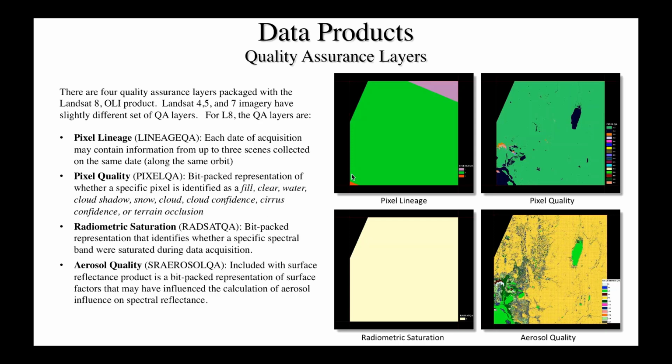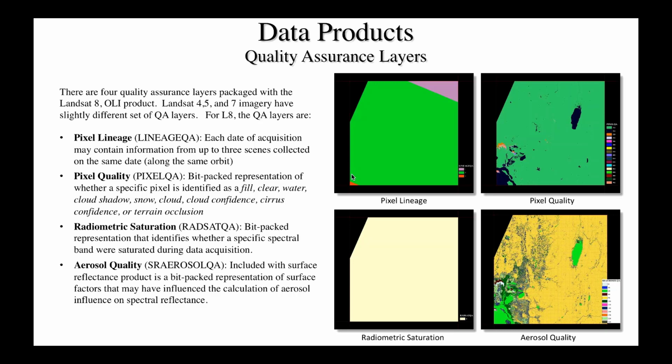The pixel quality layer is an approximation of whether the ground is cloud covered, cirrus covered in the case of Landsat 8, snow covered, water covered, a number of different aspects, and I'll show you a table later on that will describe those. There's a radiometric saturation, so which pixels have been saturated, so hit their peak. And then there's an aerosol quality for the atmospheric corrected data sets.